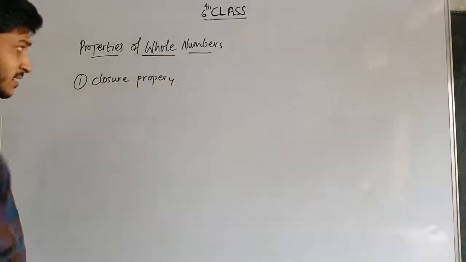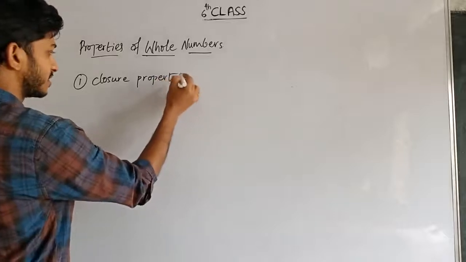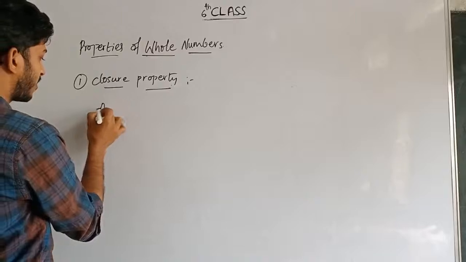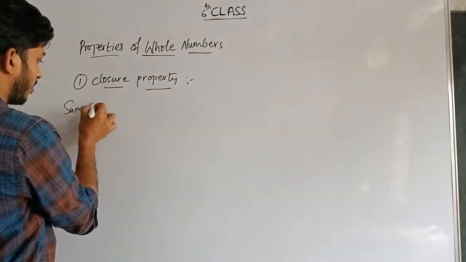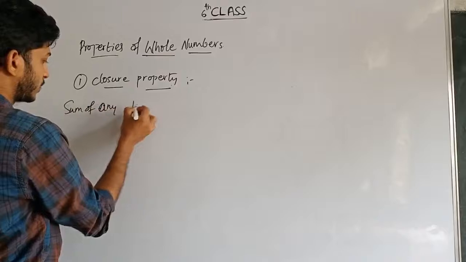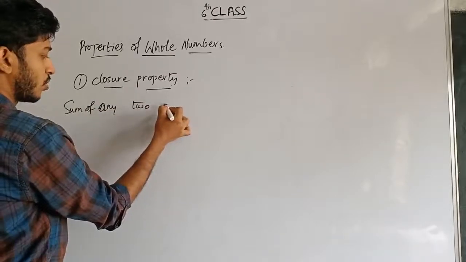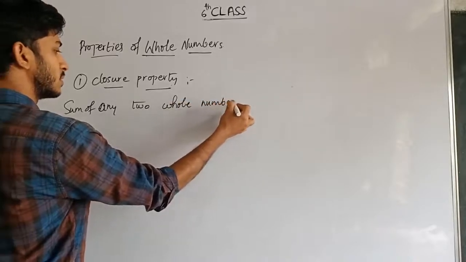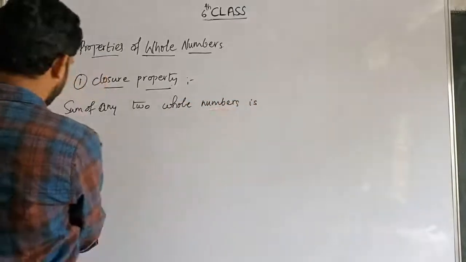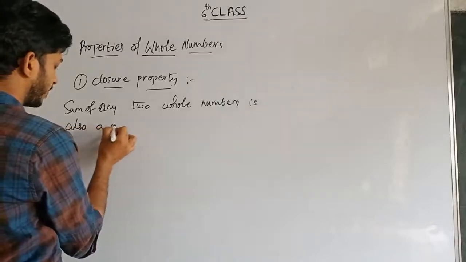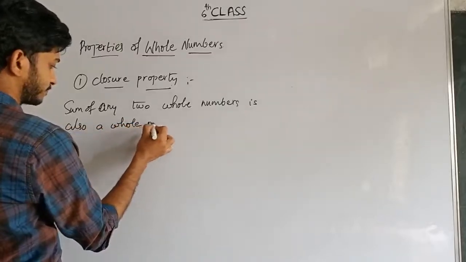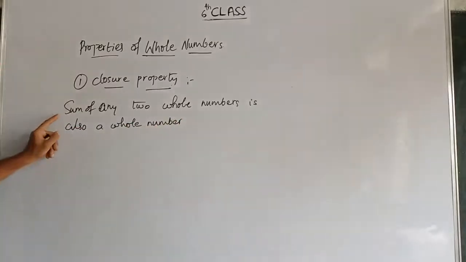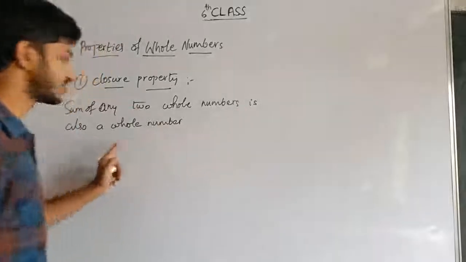The statement of a closure property is: the sum of any two whole numbers is also a whole number. So here, if you see the statement, the sum of any two whole numbers is also a whole number.